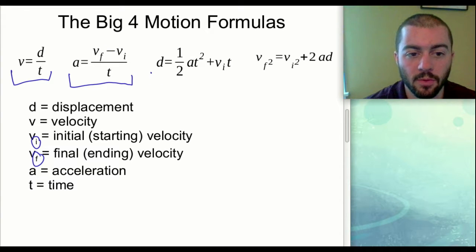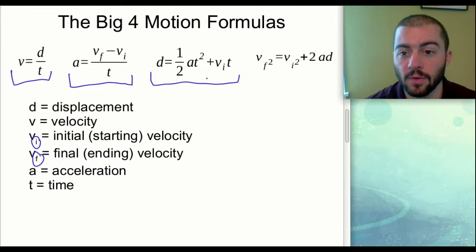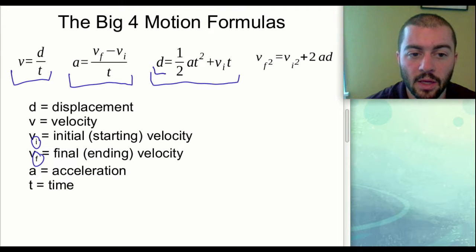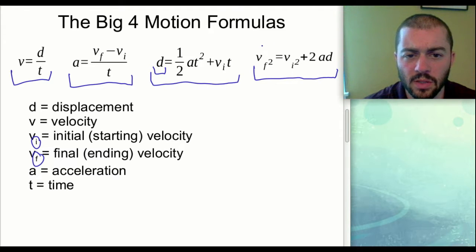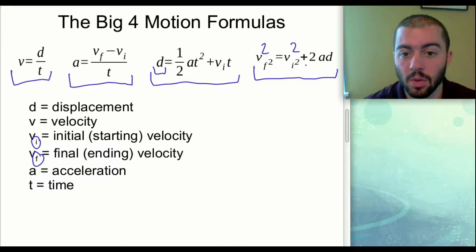And we have a couple other formulas over here. d equals 1/2 at squared plus vi t. This is a useful formula if you have an object that's changing its velocity somehow. You can still calculate the total displacement that it covers during a given time. And then here we have vf squared equals vi squared plus 2ad.